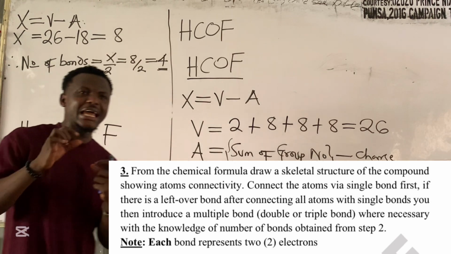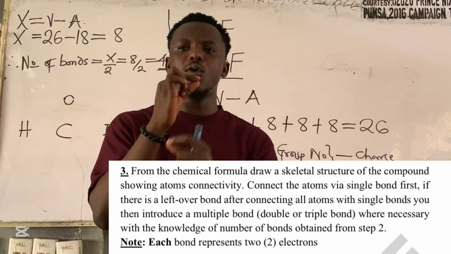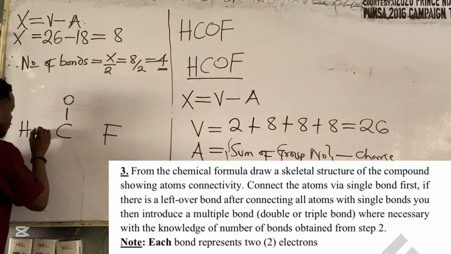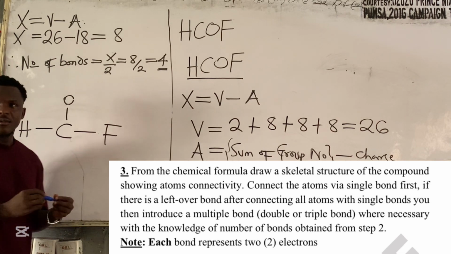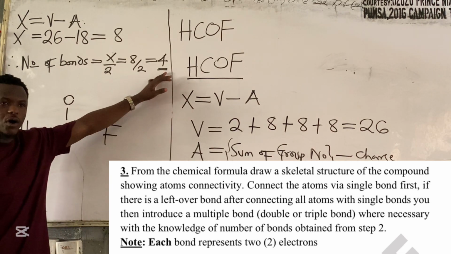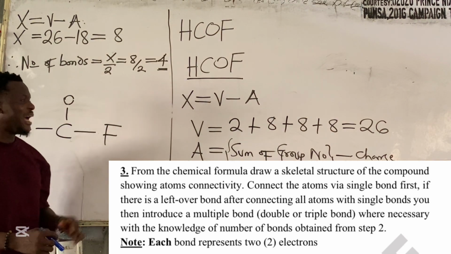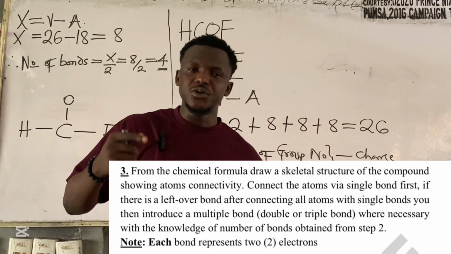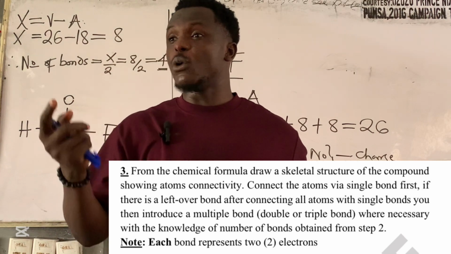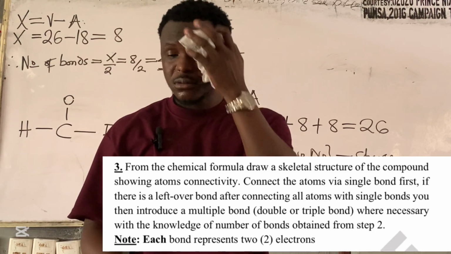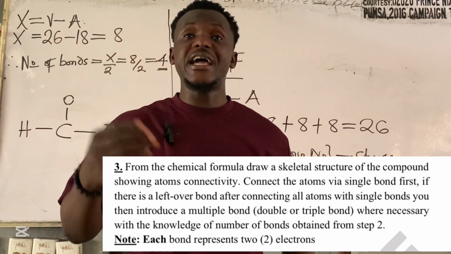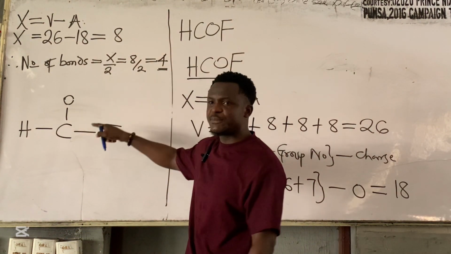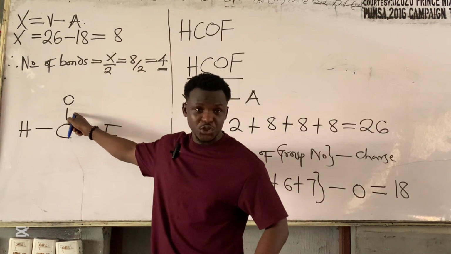After which they said, connect those atoms using single bond first, right? So I'll come here, I put 1, 2, and 3. Out of the 4 bonds we got from our calculations, how many have we used so far? 3. Class, the rule continues. If there is a leftover, introduce a multiple bond. It means that in order for us to take this bond to be equal to 4, we have to introduce a double bond. Is it not so?